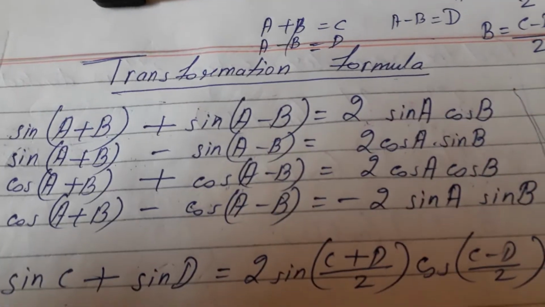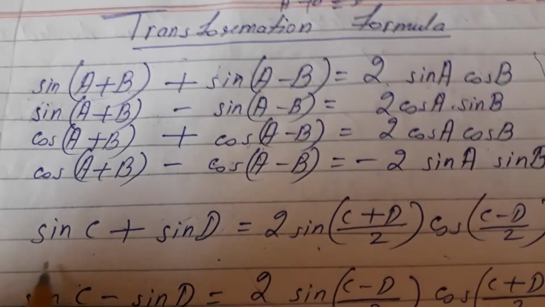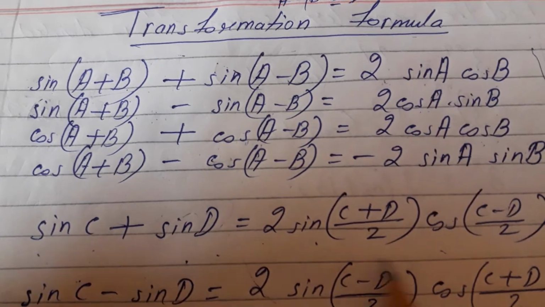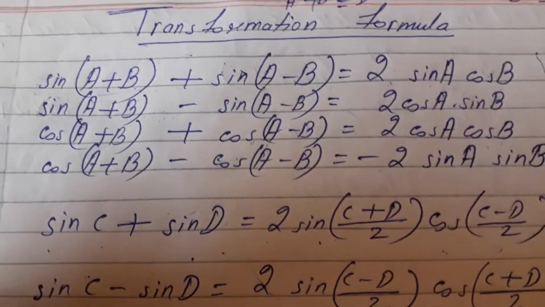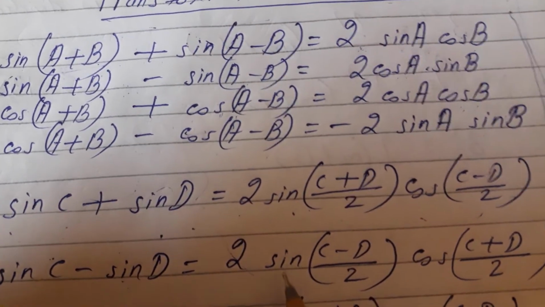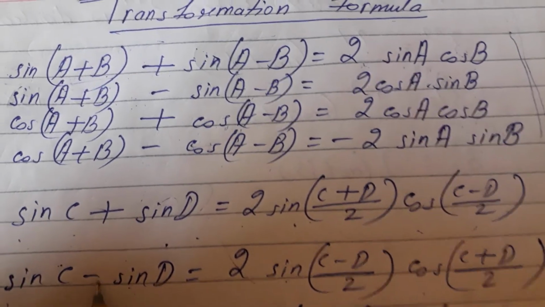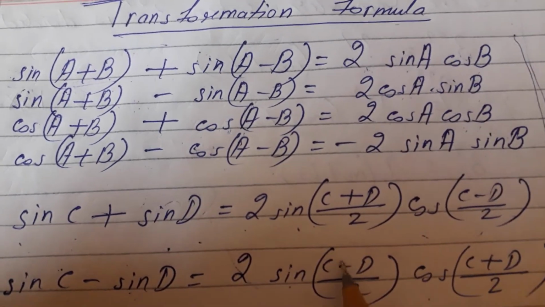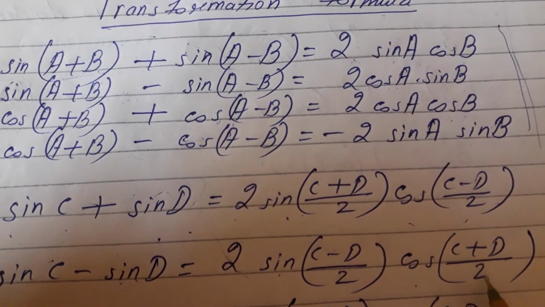Now see, sin c plus sin d equals 2 sin c plus d by 2 cos c minus d by 2. See, sin means into different: sin c plus d by 2, cos c minus d by 2. Sin c minus sin d, sin means into different, so one is sin, one is cos. Here it is given sin c minus sin d, so in the sin function we write c minus d by 2, and obviously in the cos, the opposite one, that is c plus d by 2.